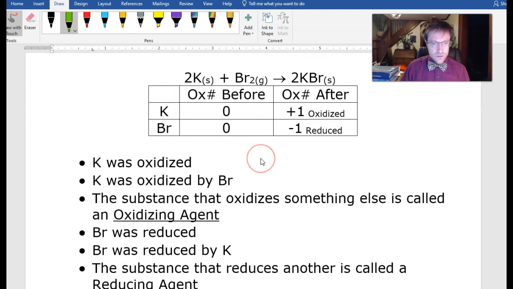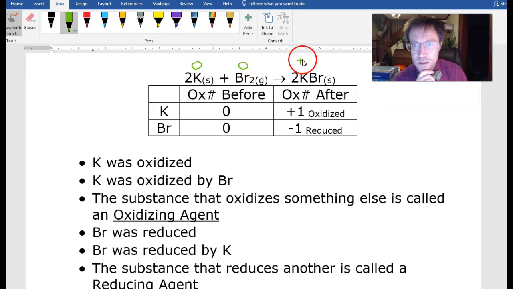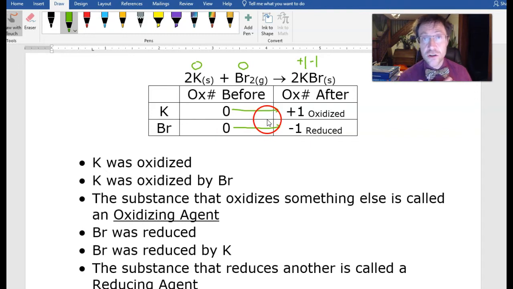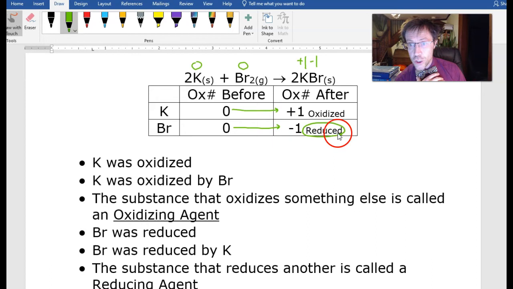Here we go. So here's our situation. Here is potassium all by itself. It's 0. Here's bromine all by itself. And then here we get a +1 and a -1, right? So, great. Potassium goes from 0 to +1. Bromine goes from 0 to -1. I see that right here, the charge is lowering. The charge is being reduced. So if that one's being reduced, the other one has to be oxidized. You guys picking up on that yet?